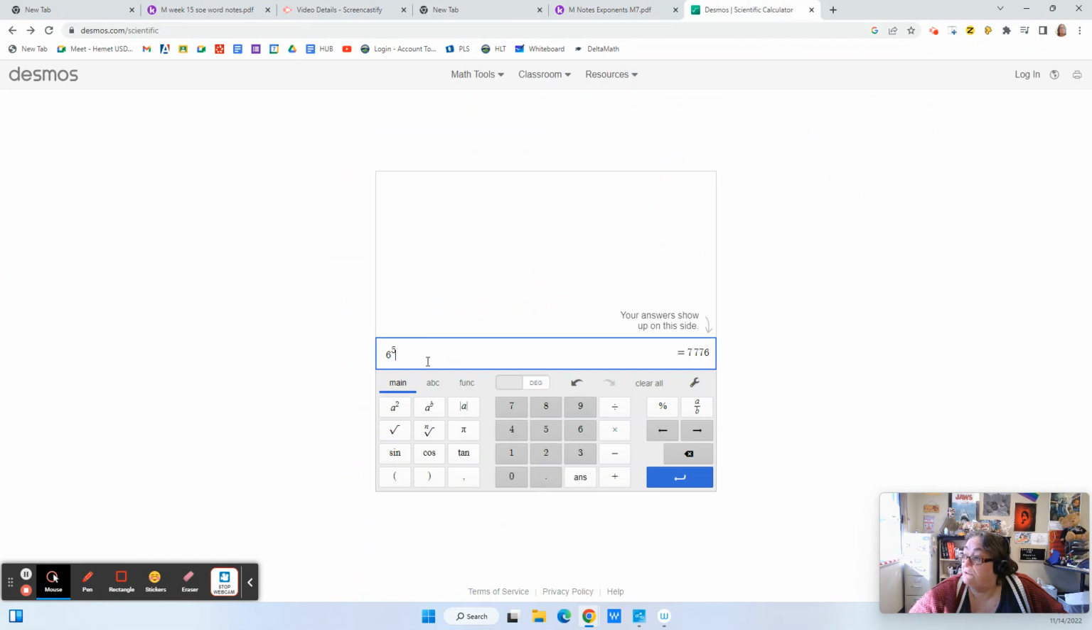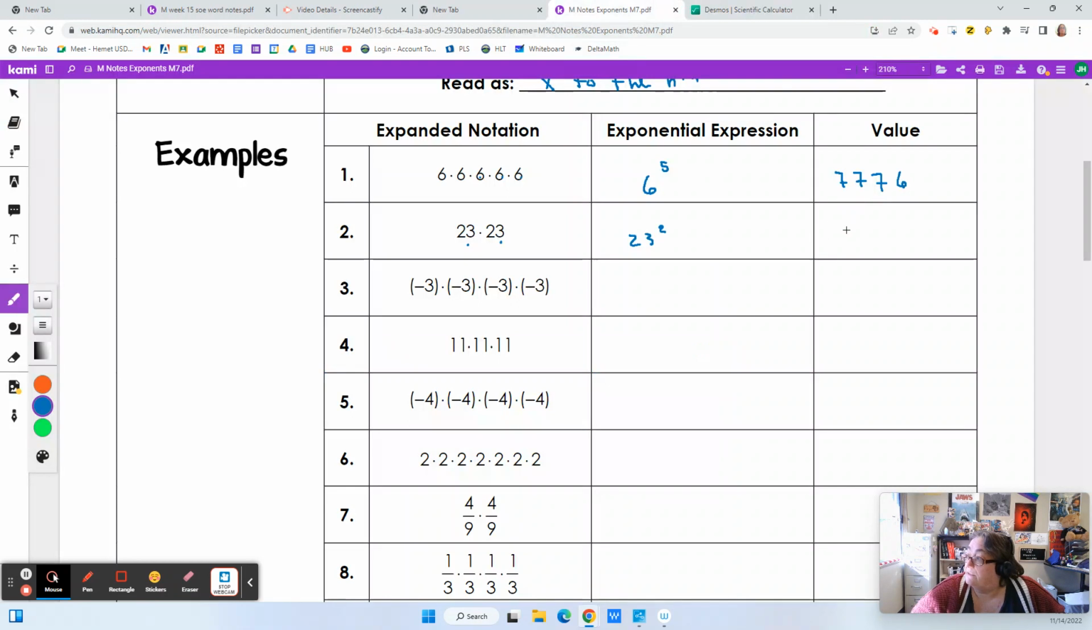But we can come over here to this calculator and we can go, okay, we've got 23. And here it just gives me A to the 2. But if it's anything else, I could just put the B and put in whatever number it is. And we're going to get 529. So not too hard, right?